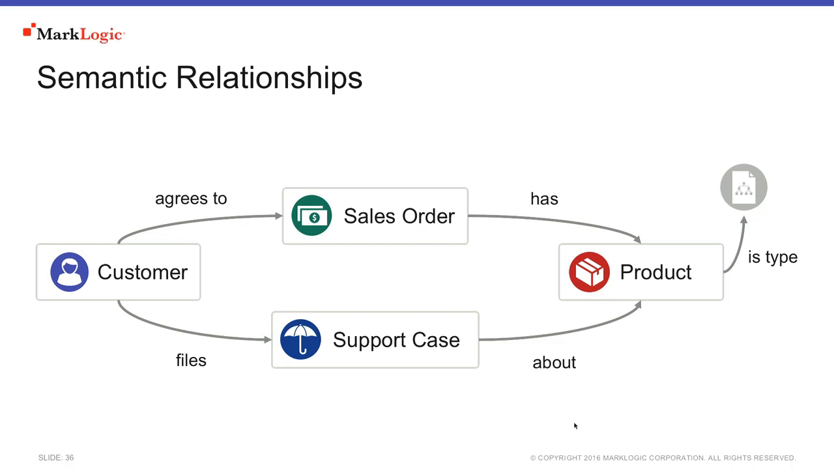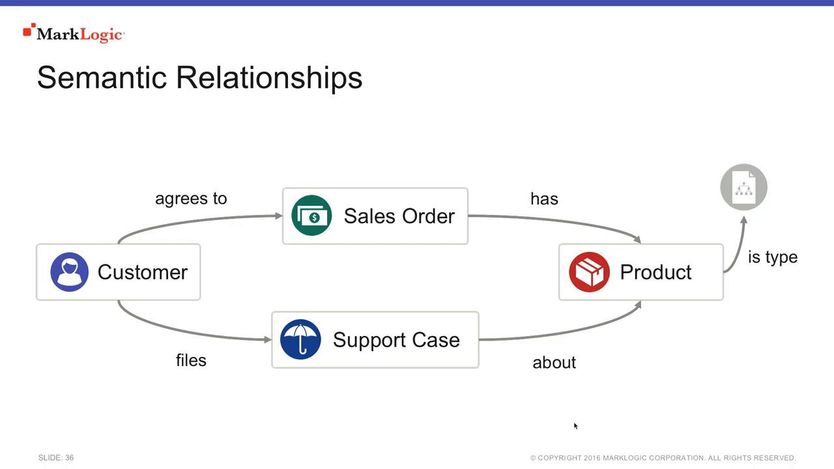The customer also files a support case. That support case may reference a product as well. And so these assertions are part of the data. So the agrees to, the has, the files, the about, these all have very specific definitions that are in the database. Those definitions can have assertions themselves. So Pete was the domain expert that defined what agrees to means. He worked with the legal department to map it to the regulation in terms of the contracts. So again, all of this is part of that web of data that describes these master entities.